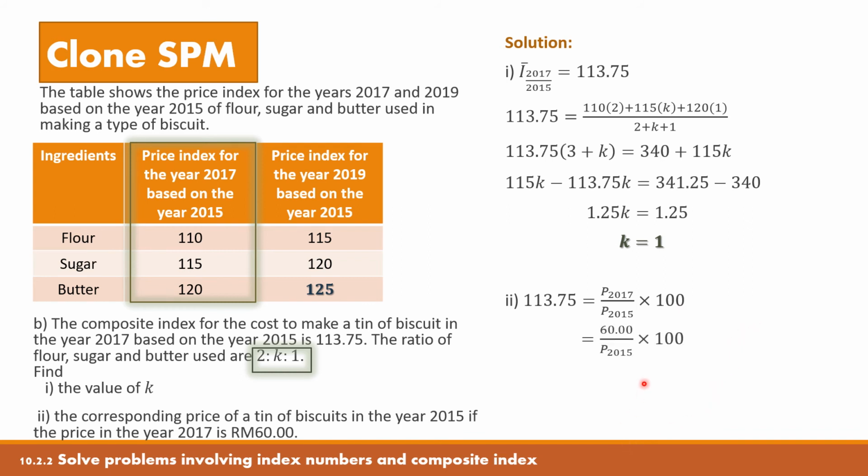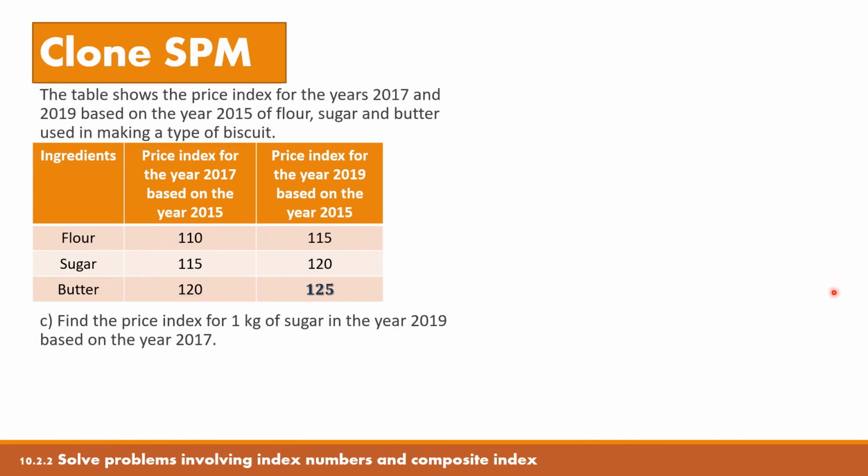So substitute the price for 2017, which is 60 ringgit, in the equation. Then I will have the price of 2015, which is equivalent to 60 multiplied by 100 divided by 113.75. And I will get my answer, which is equal to 52 ringgit 75 cents. So a reminder again to you that all the answers regarding Ringgit Malaysia, regarding any prices, must be in 2 decimal places.